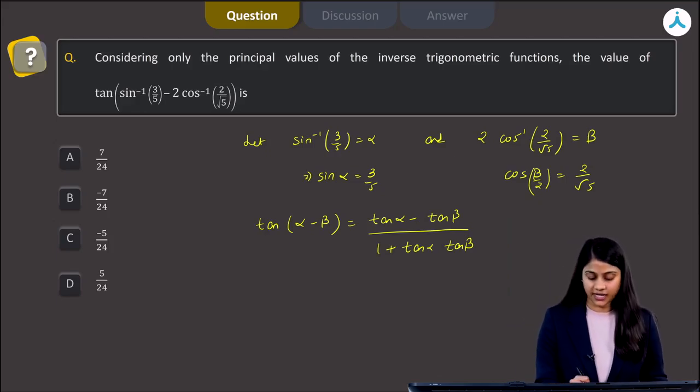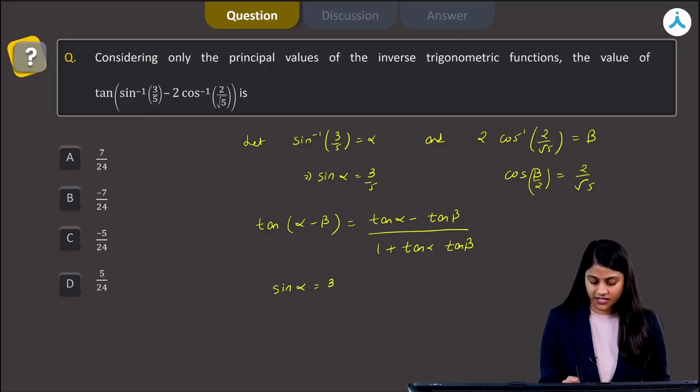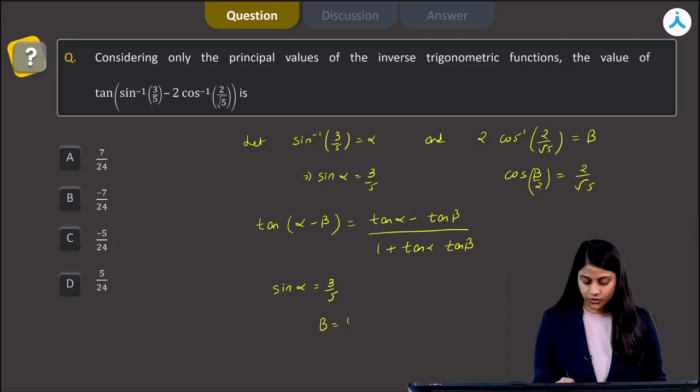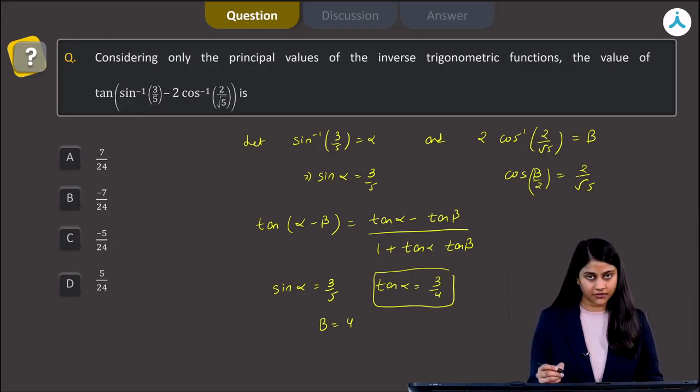So as it is given that sine alpha is equal to 3 by 5, that means here the perpendicular length is 3 units and the hypotenuse length is 5 units. So the base will be equal to 4 units here. So tan alpha will be equal to perpendicular upon base, that is 3 by 4. So the value of tan alpha is 3 by 4, and we can similarly calculate the value of tan beta.